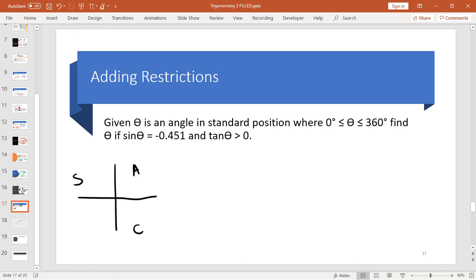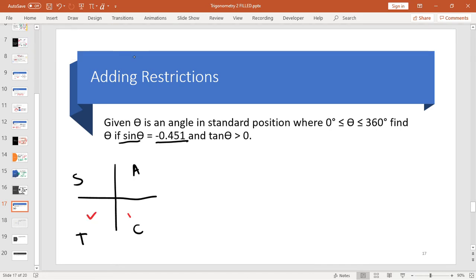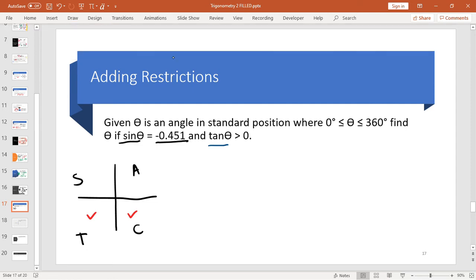Cast. And I'm going to start with this information. I have sine is negative. So that tells me if sine is negative, I know that I can be in quadrant 3 or quadrant 4. And now I have a second piece of information. Tan is greater than 0. If tan is greater than 0, that just means that tan is positive.